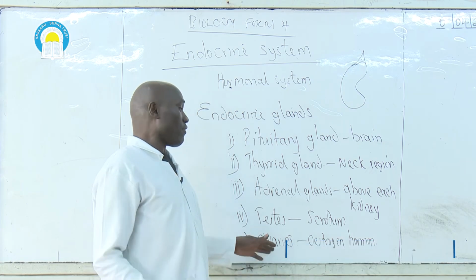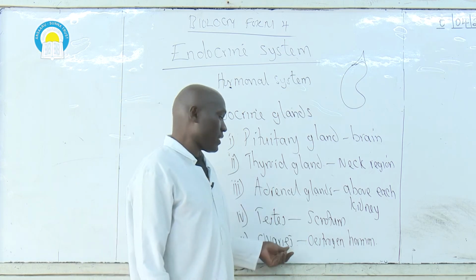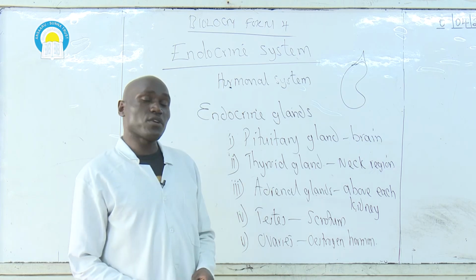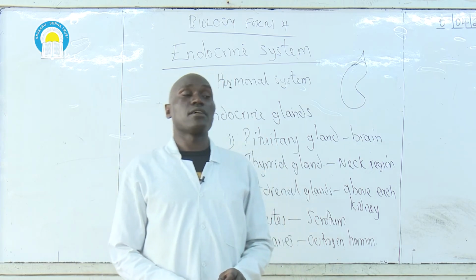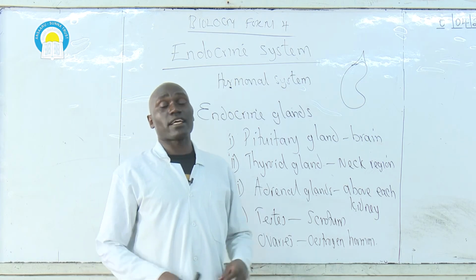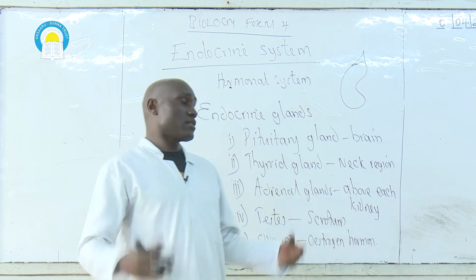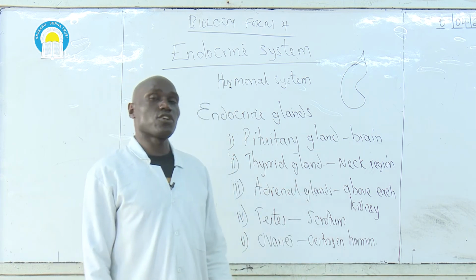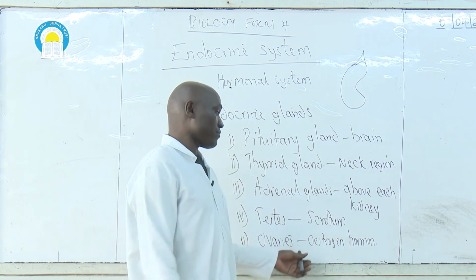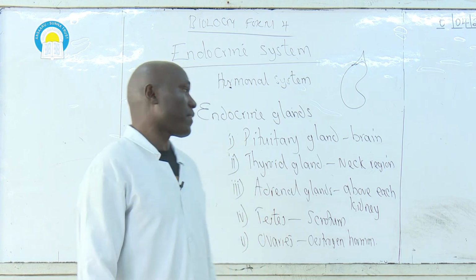The ovaries of females are also endocrine in nature because they secrete, as one example, estrogen hormone. Estrogen hormone is the hormone that brings about feminine secondary sexual characteristics like widening of the hips. It brings about enlargement of breasts. Estrogen hormone also brings about oogenesis, maturation of the ova within the ovaries.